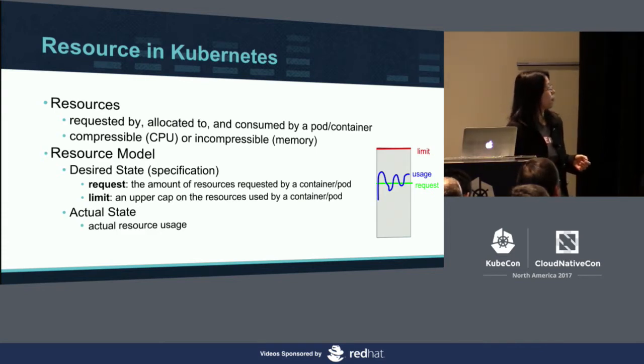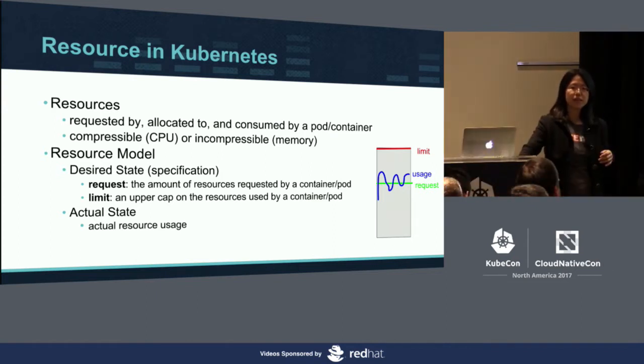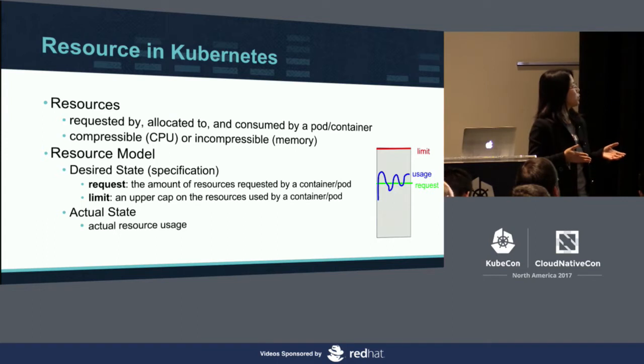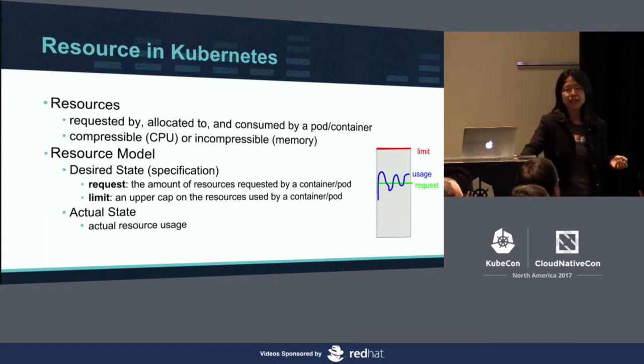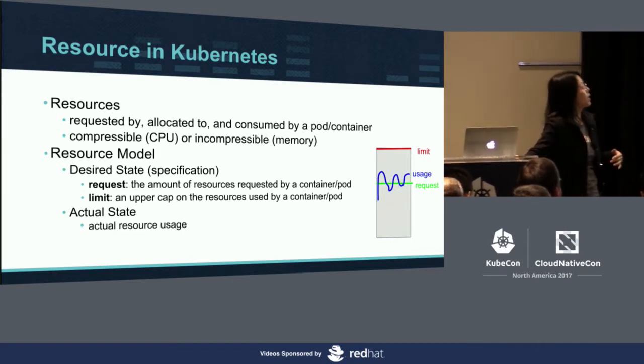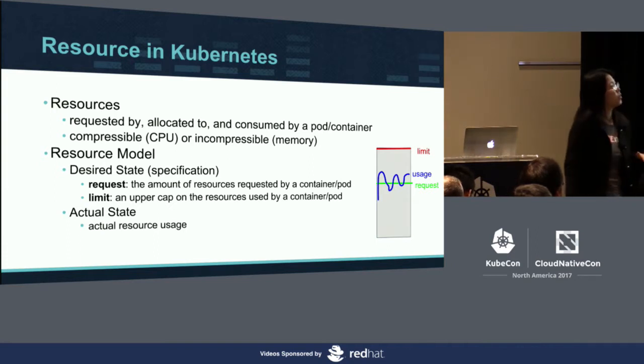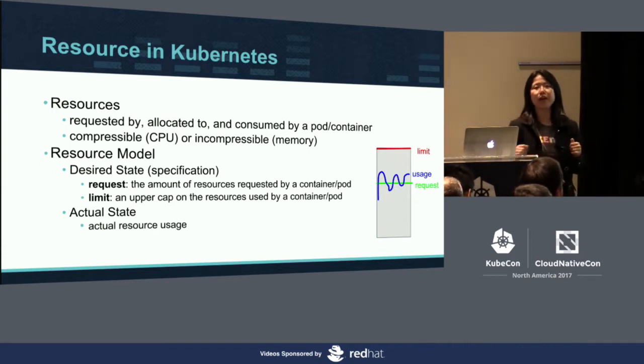And we call those specifications the desired state, because it describes how the system should behave, right? How much resources you want to allocate and consume. And the actual resource usage, we call it the actual state. And in Kubernetes, we have a control loop to drive the actual state always towards the desired state as close as possible. And that figure shows that for setting request and limit, we allow different values.